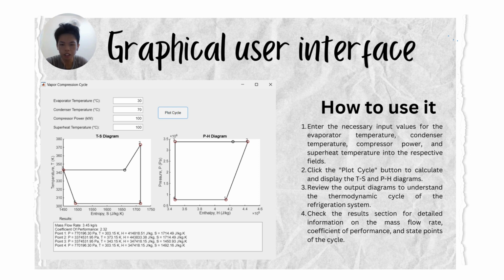The left hand side is the temperature against entropy diagram, while the right hand side is the pressure against enthalpy diagram. So lastly, it will show a result diagram. In the result diagram, we can see the mass flow rate of the system, coefficient of performance, and the thermodynamic properties of each point, including pressure, temperature, enthalpy, and entropy.